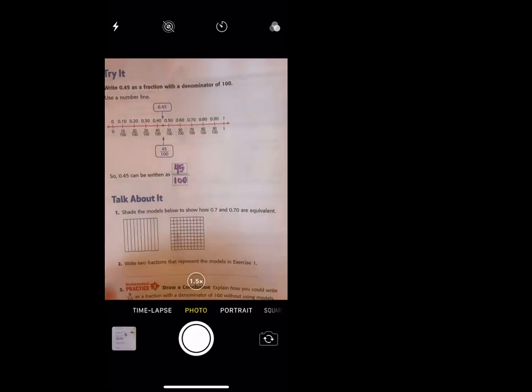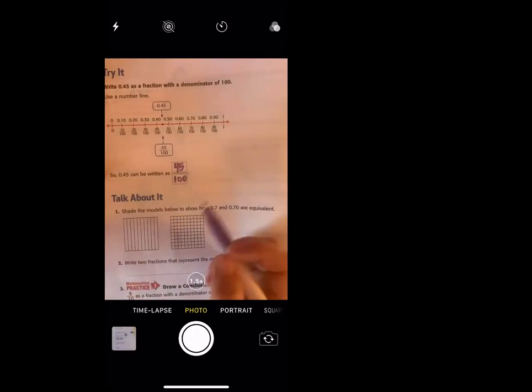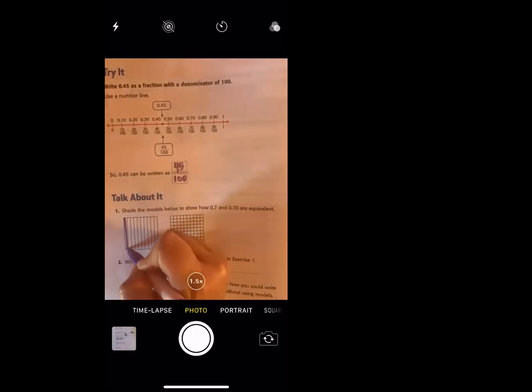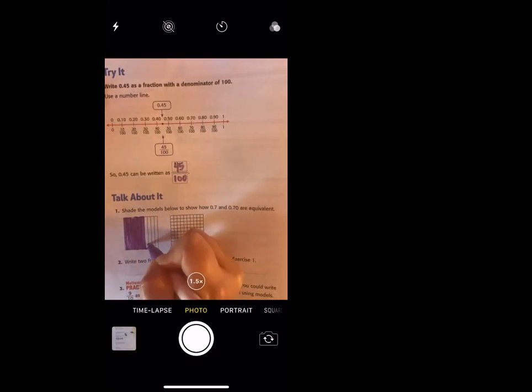All right, so it says talk about it. Shade the models below to show how 7/10 and 70 hundredths are equivalent. So if I have 7/10, then I'm going to shade 1, 2, 3, 4, 5, 6, and then 7.